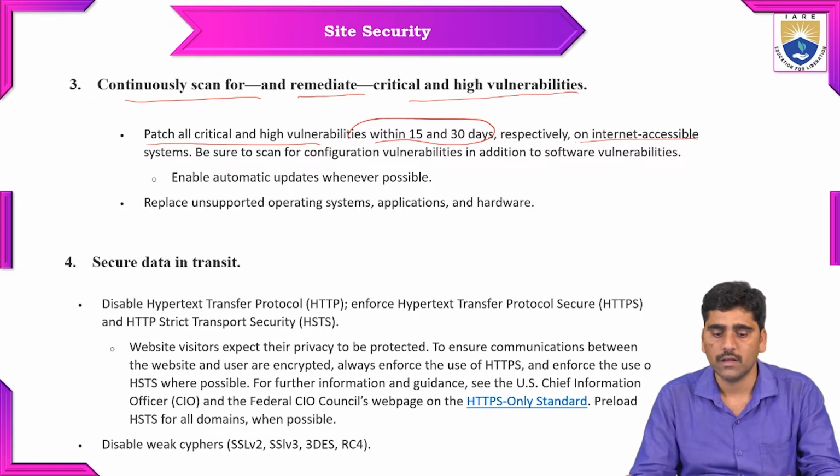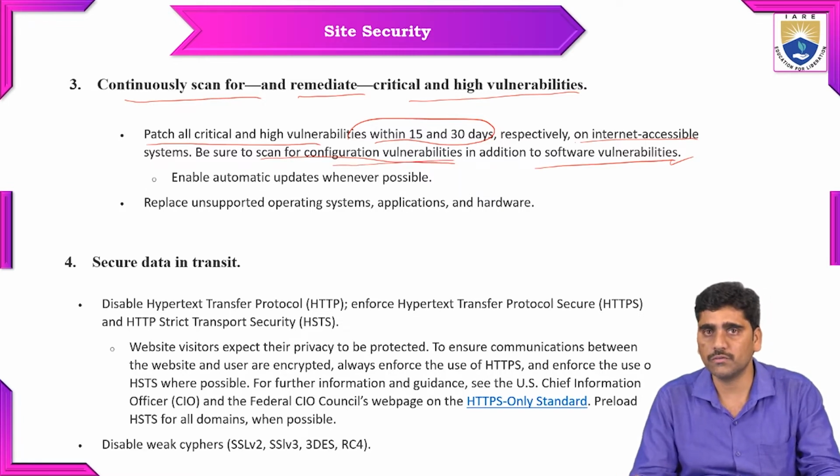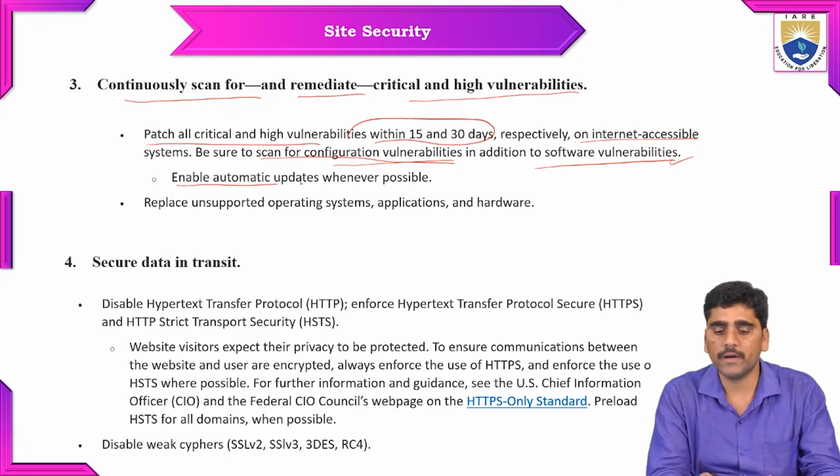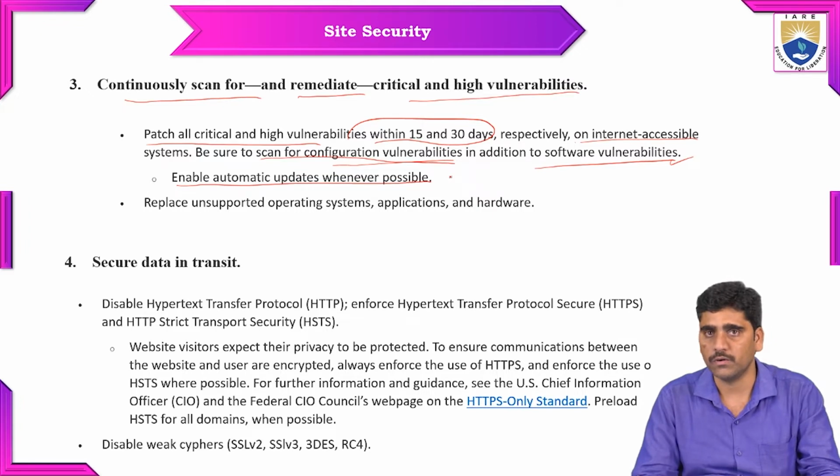We have to scan the entire systems within 15 or 30 days. Be sure to scan for configuration vulnerabilities also, in addition to software vulnerabilities. Is there any occurrence of software vulnerabilities or configuration vulnerabilities? Within that 15 or 30 days, we have to scan every time, every month, twice or thrice. And enable automatic updates whenever possible.